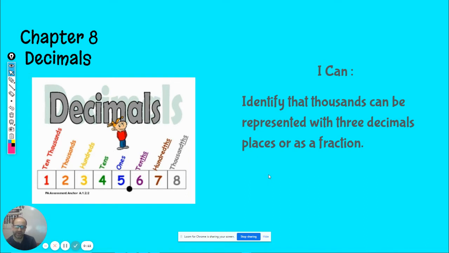Your goal in, well, not in life, but in Chapter 8 is to be able to state that you can identify that thousandths can be represented with 3 decimal places or as a fraction. All right, so let's continue.